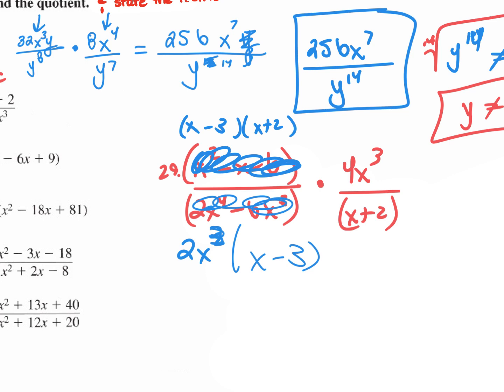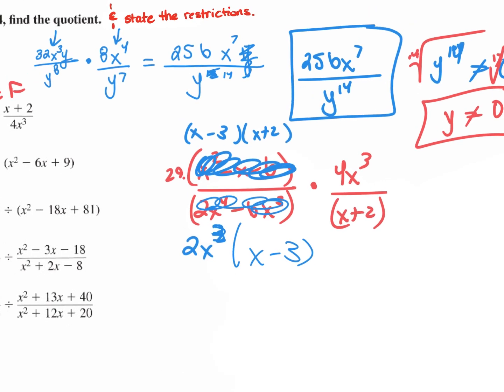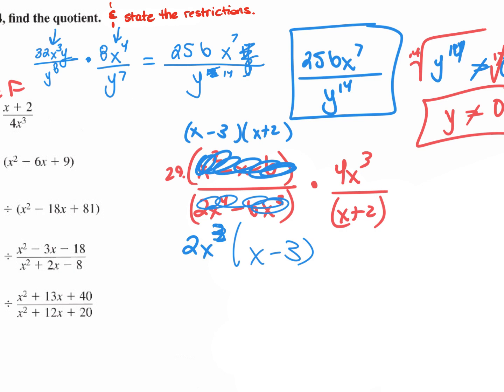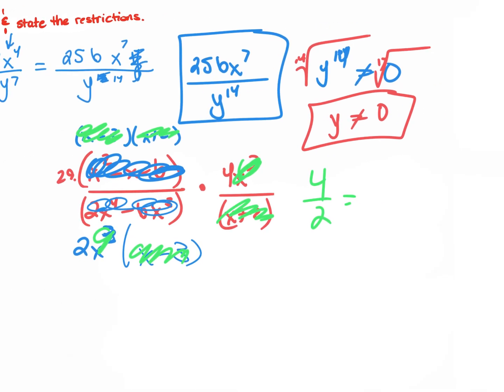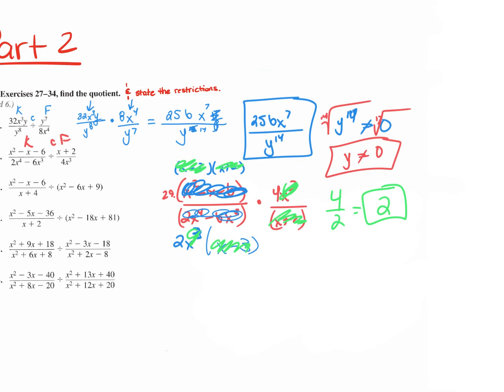Now that we have factored all 4 parts, 2 numerators, 2 denominators, is there anything in the numerator and denominator that are exactly the same? x minus 3 and x minus 3. Okay, what else? x plus 2 and x plus 2. What else? x cubed and x cubed. Anything else? I have 4 over 2, which becomes just the whole number 2. That whole problem just simplified to the whole number 2.